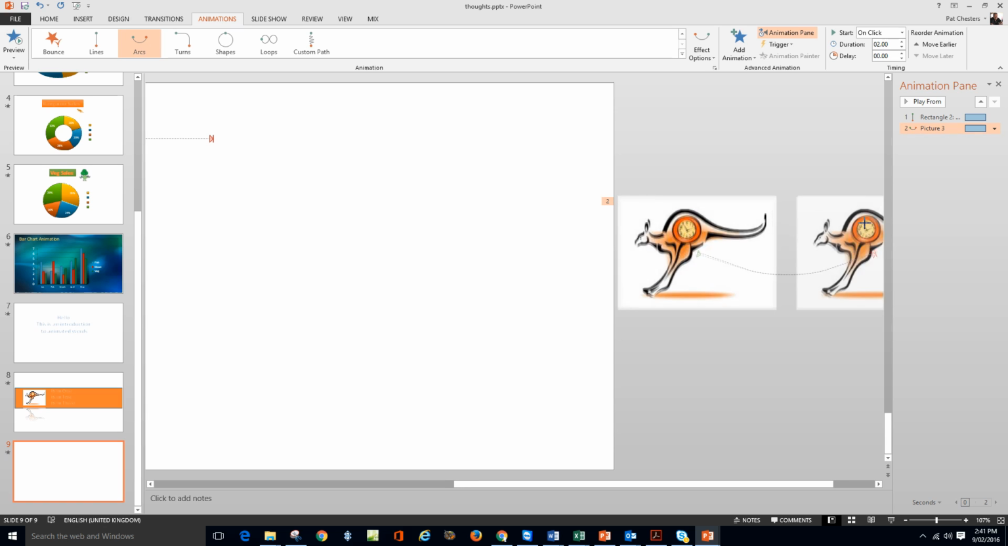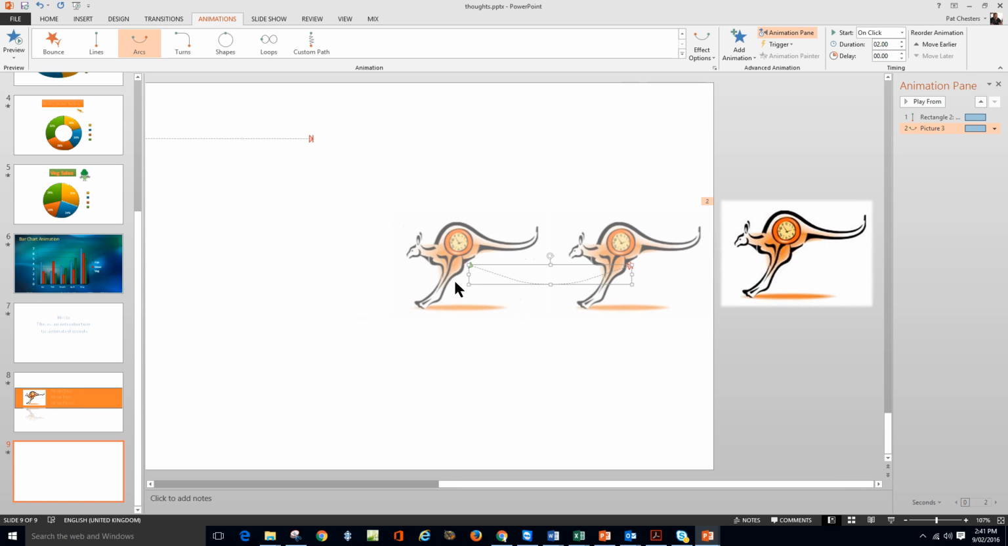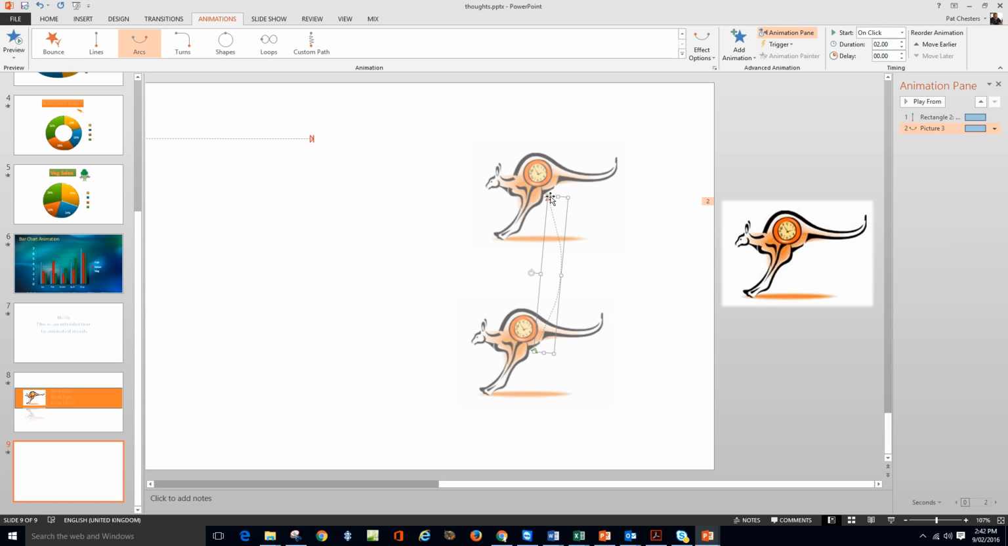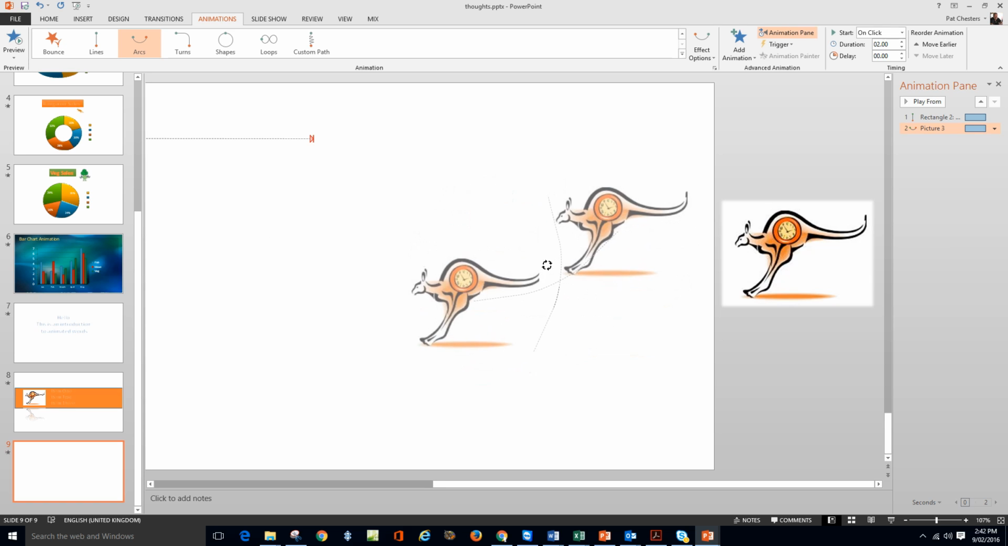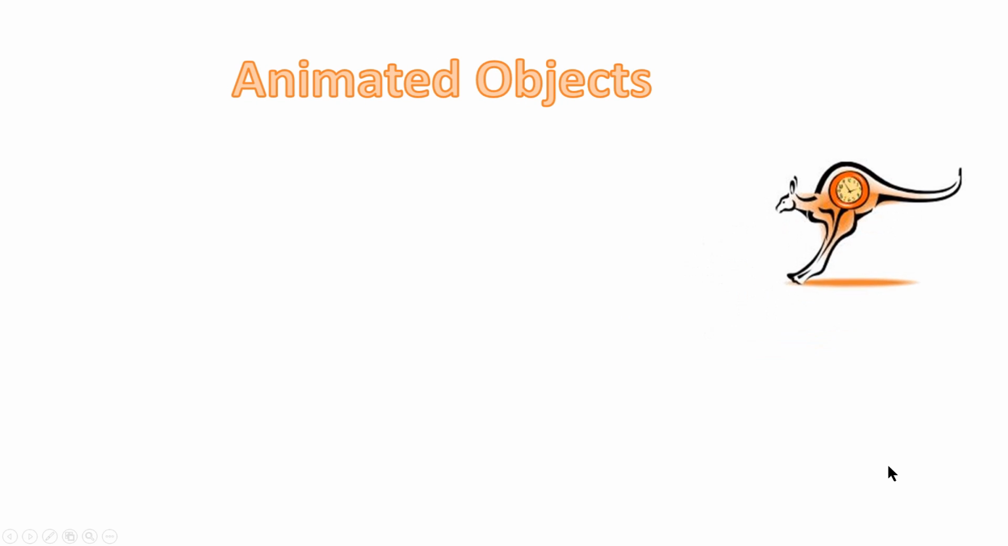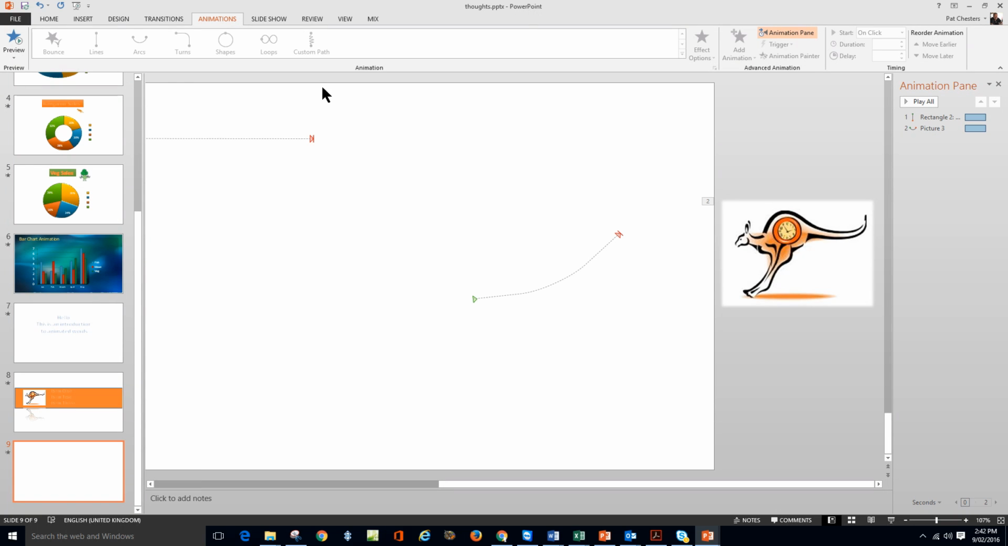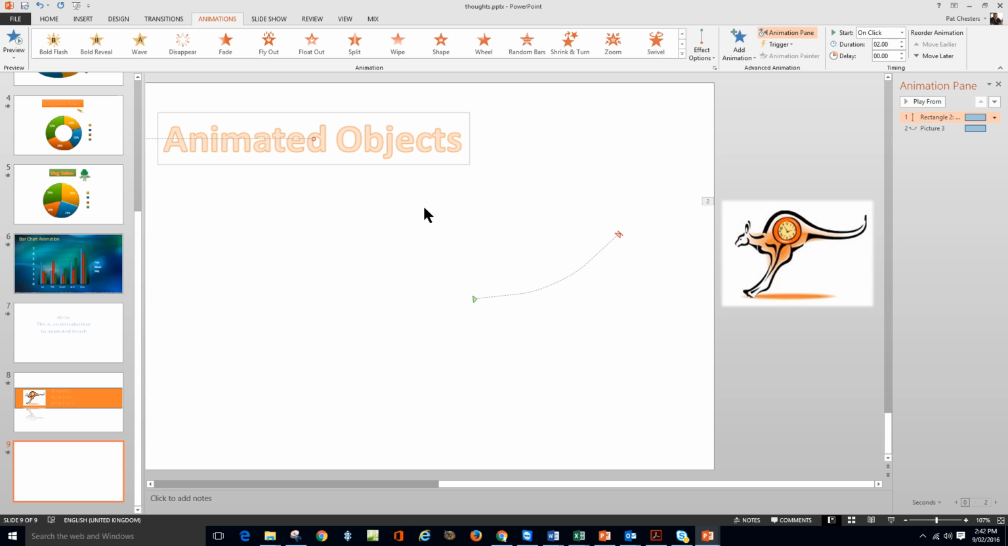I want him to end up somewhere else, so I'll take my arc and get him to start and finish in a different place. There we are. I'm going to run that now. In comes the words, and then the kangaroo moves around in that arc. So again, lots and lots of choices, lots and lots of things to work through, to play with, to get the sort of effects that you're after.